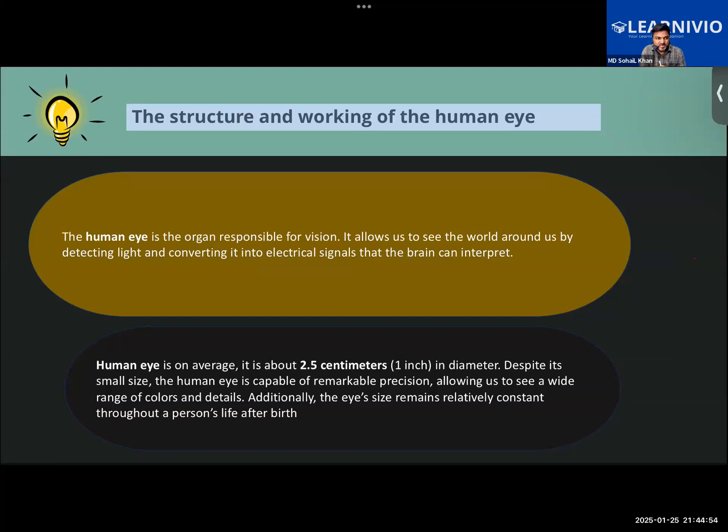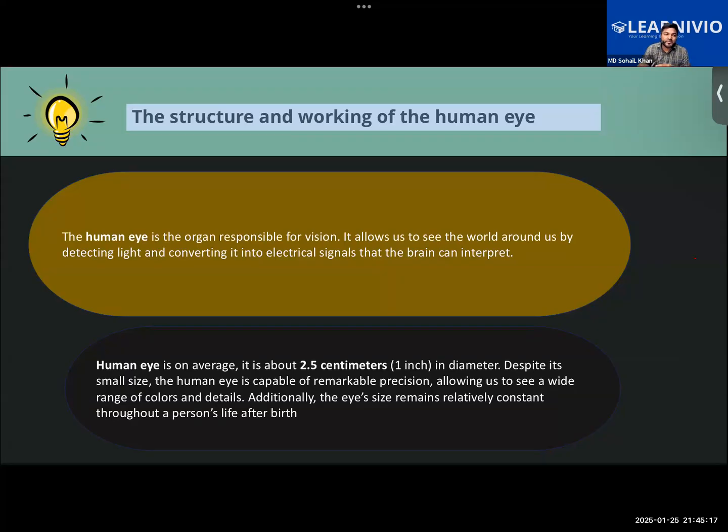Remarkable precision in the sense that it is able to detect millions of different colors, right? Now, the primary colors are only red, blue, and green. These are the primary colors. But our human eye is sensitive towards millions of different colors. So, in that sense, it is very precise. We can distinguish different shades of color.